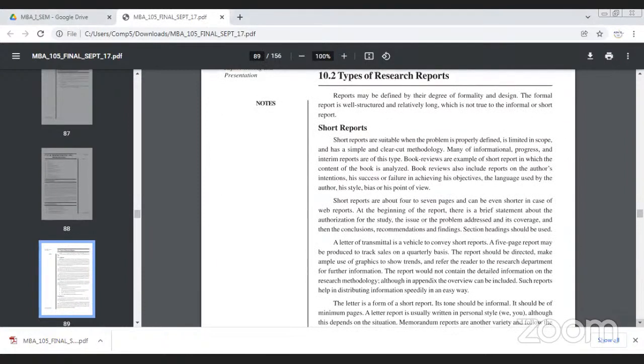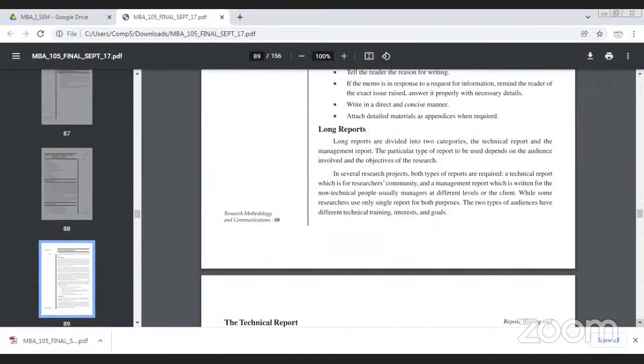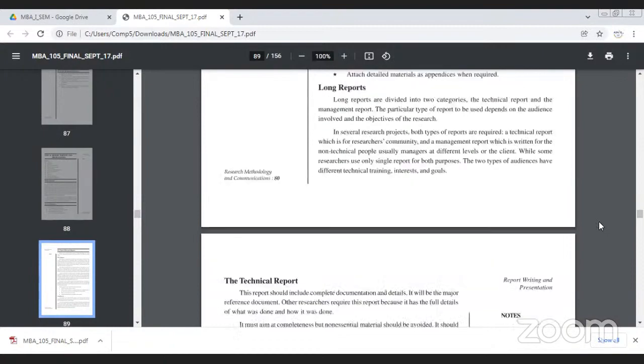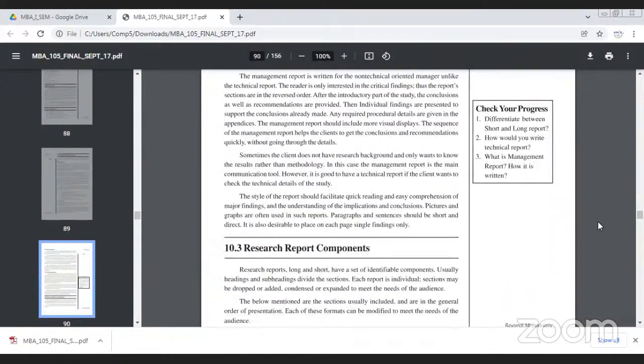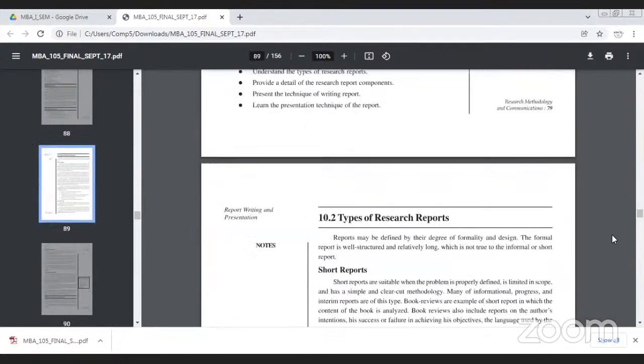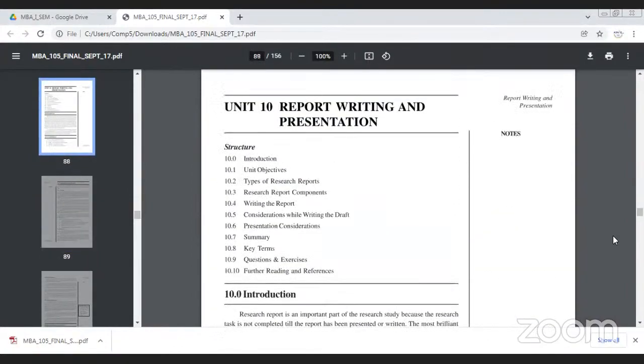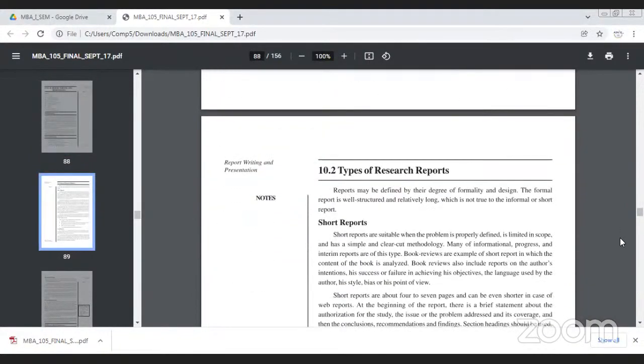Types of research reports. There are many types, but two main types of report writing: short reports and long reports. Within these, there are technical reports and management reports. These are the four types of report writing. First, the technical one: the short report.